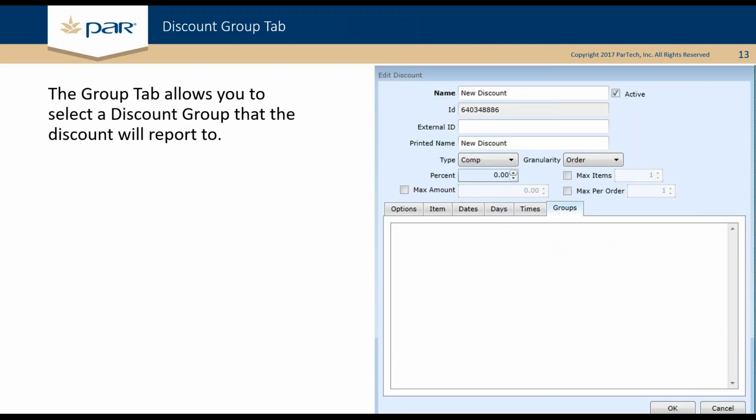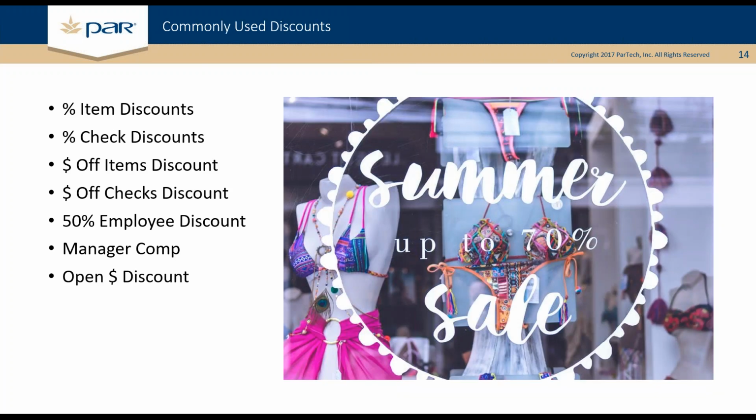And the group tab, just a little highlight here, allows you to group discounts together. That is configured elsewhere. There is an option to do new discount groups, but it is associated with reporting. So, how you group discounts together on a report group.